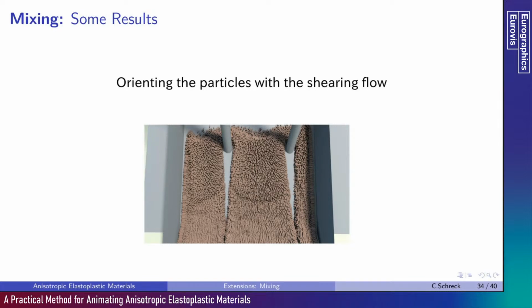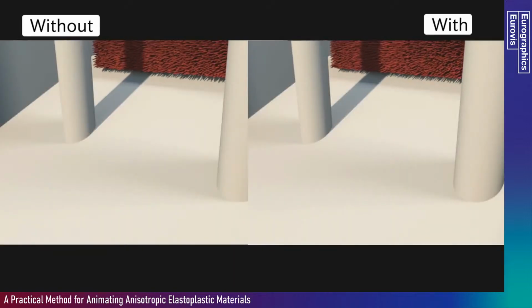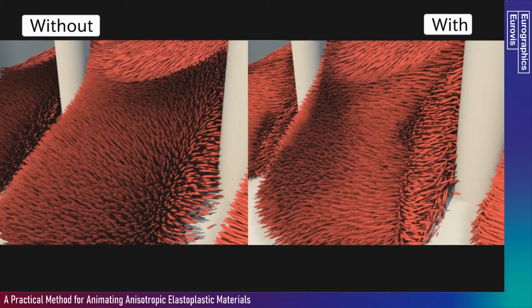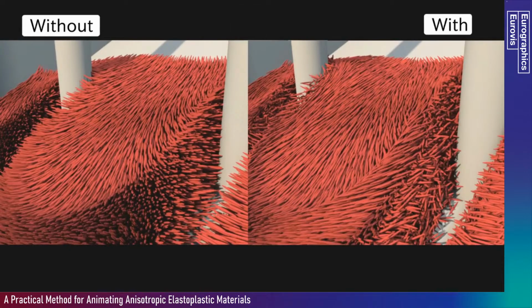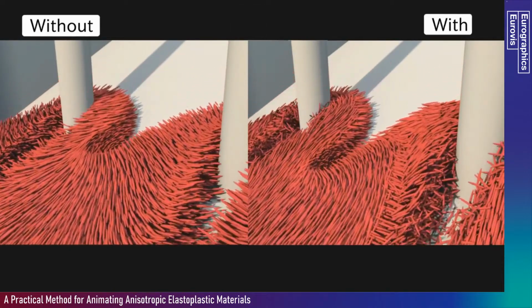Let's see what we can get with this extension. Here are some particles flowing on a tilted plane with two obstacles, with and without the mixing. We can see that the behavior is slightly different, and in the simulation with the mixing, the grains tend to align more with the flow.